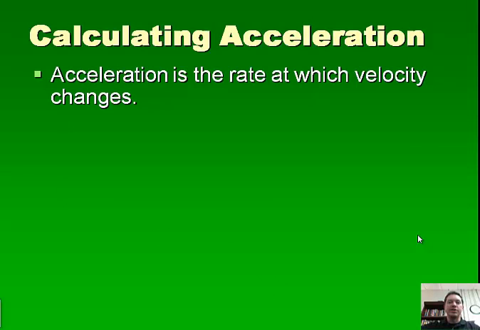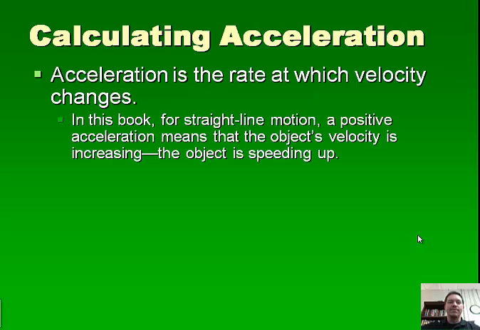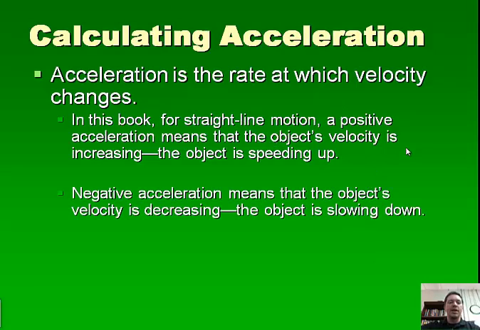So acceleration is the rate at which velocity changes. In this book, and actually many books, straight line motion is indicated as a positive acceleration, meaning that object's velocity is increasing when the object is speeding up. So use a positive symbol. Negative acceleration, or deceleration, means the object's velocity is decreasing or the object is slowing down.